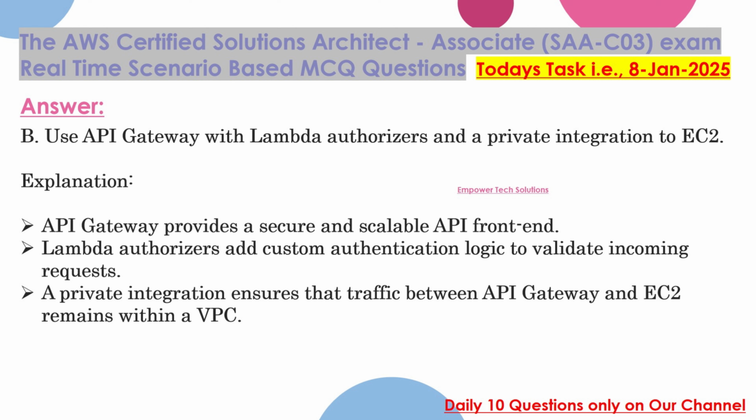Explanation: API Gateway provides a secure and scalable API frontend. Lambda authorizers add custom authentication logic to validate incoming requests. A private integration ensures that traffic between API Gateway and EC2 remains within a VPC.